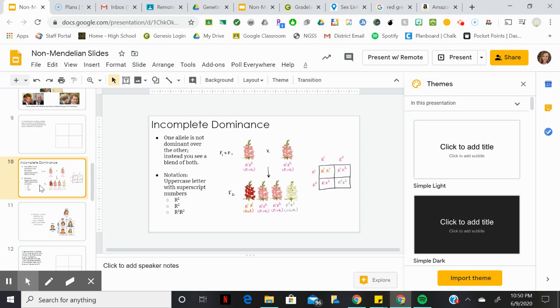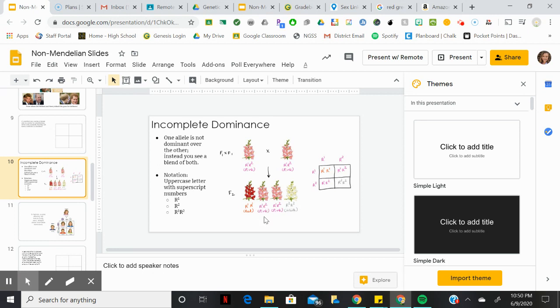This notation is a little bit different. Again, you don't have uppercase, lowercase. You have all uppercase. They're all sort of dominant. And it's written with numbers. So in this case, red flowers are R1, white flowers are R2, and then the heterozygous R1, R2 would be your pink.